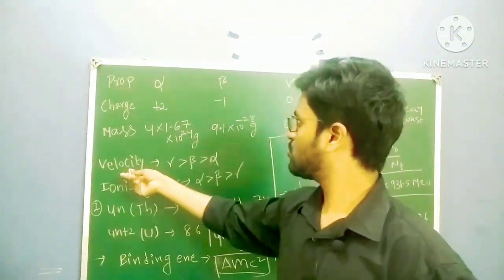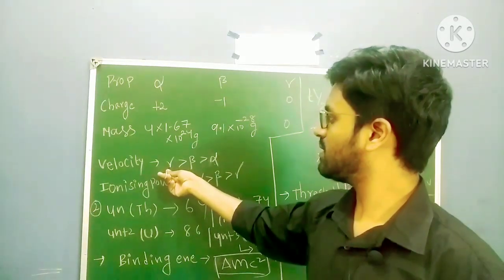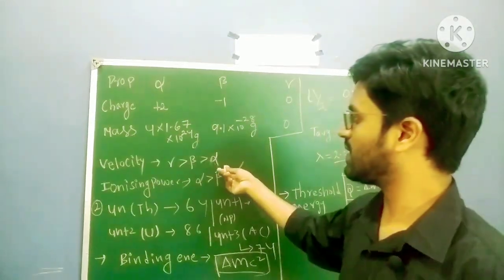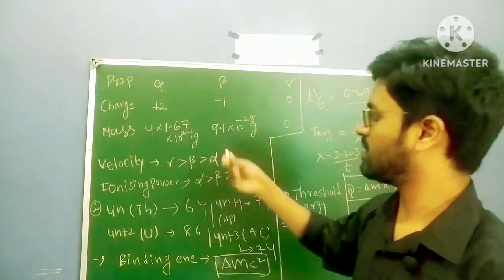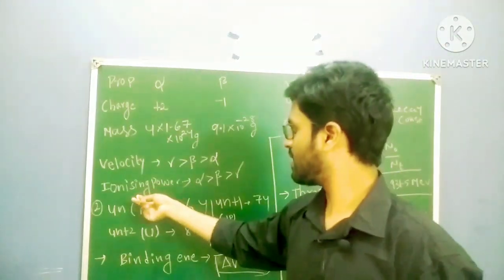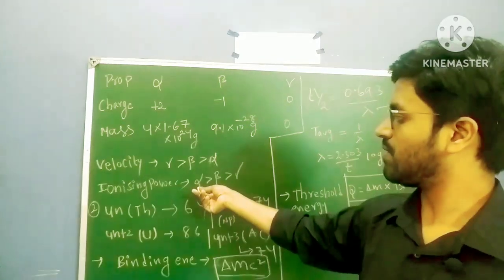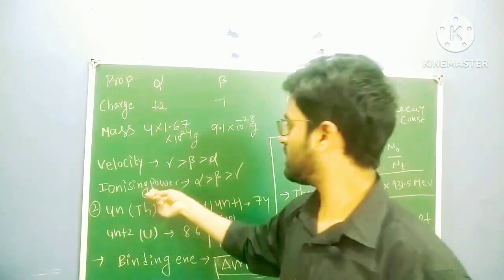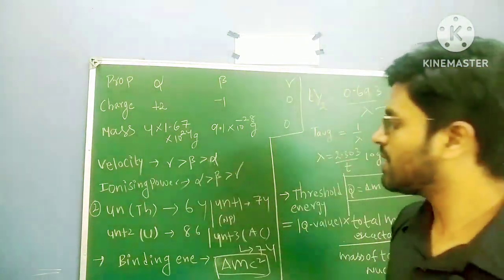Next, velocity. Velocity of gamma particle is very high, then beta, then alpha. So the velocity trend is: gamma is greater than beta, beta is greater than alpha. Next, ionizing power. Ionizing power of alpha particles is very high, then beta, then gamma.